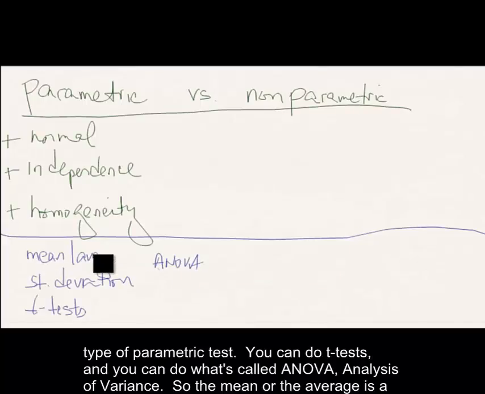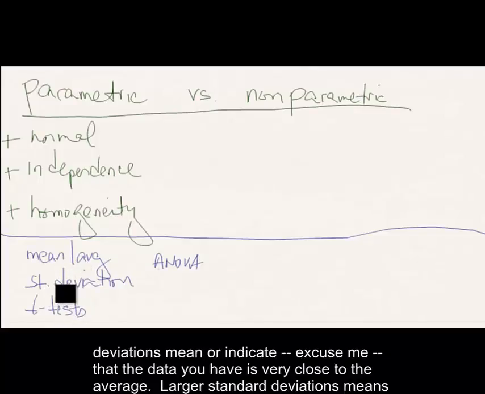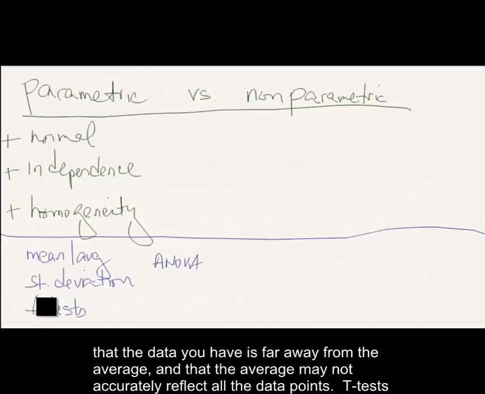So the mean or the average is a simple calculation. The standard deviation tells you how far each value in your set of data is from the mean. Smaller standard deviations indicate that the data you have is very close to the average. Larger standard deviations mean that the data you have is far away from the average and that the average may not accurately reflect all of the data points.